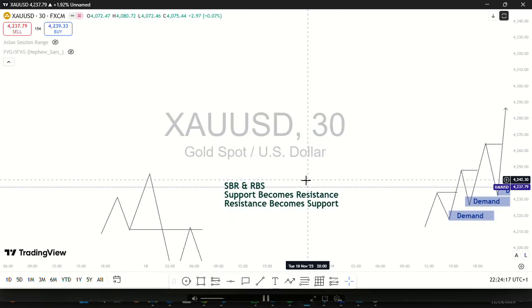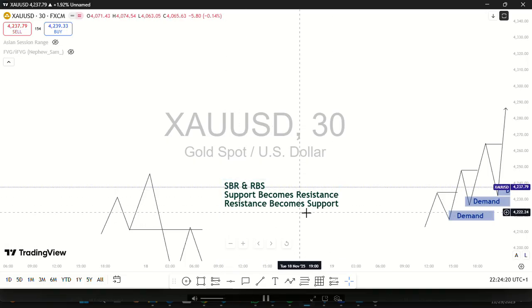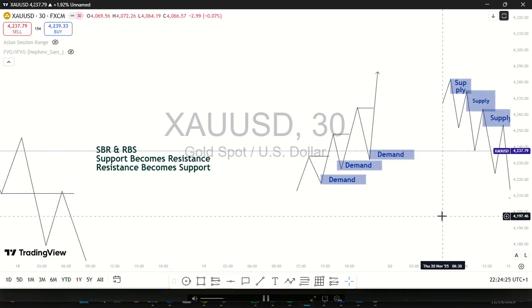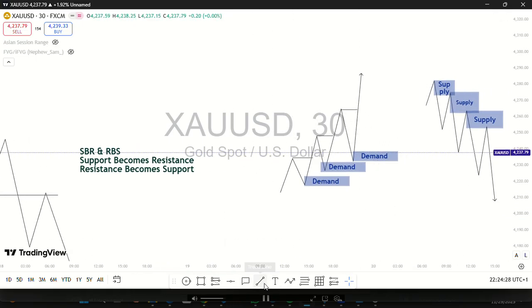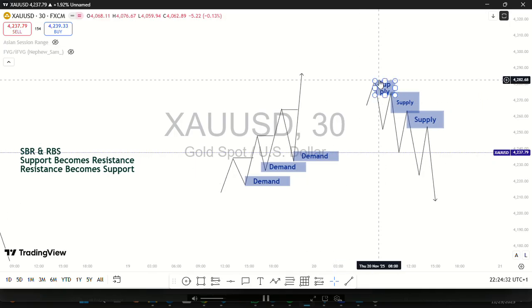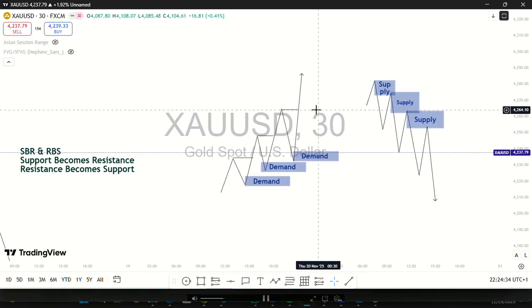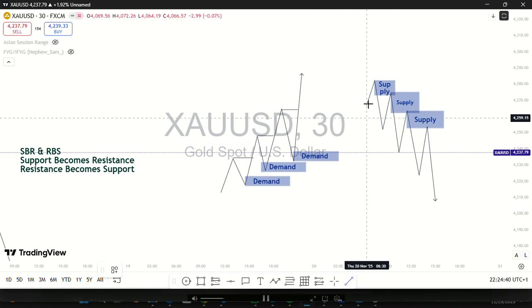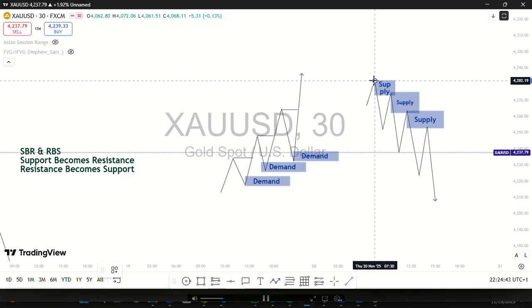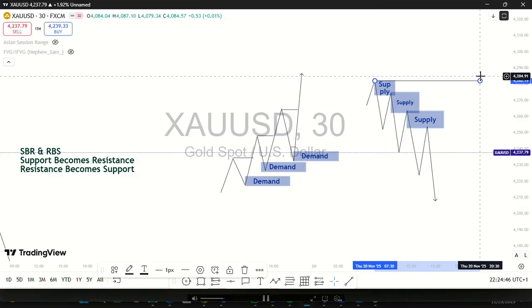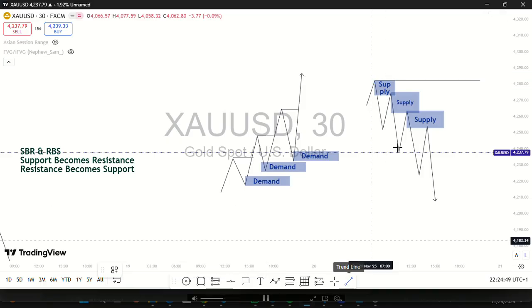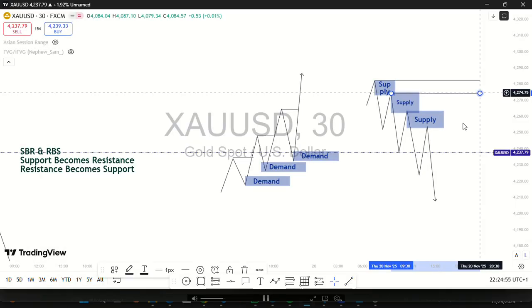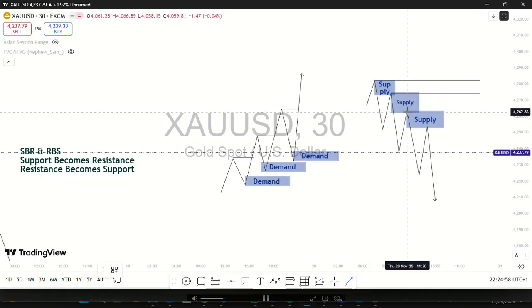Now SBR and RBS: support becomes resistance and resistance becomes support. In terms of people that don't trade supply and demand, but instead say they trade resistance and support, it is like, for instance, this is the first high in the market, the tip. We say, okay, this is resistance one, this is the second high, resistance two, and this is the third high, resistance three.